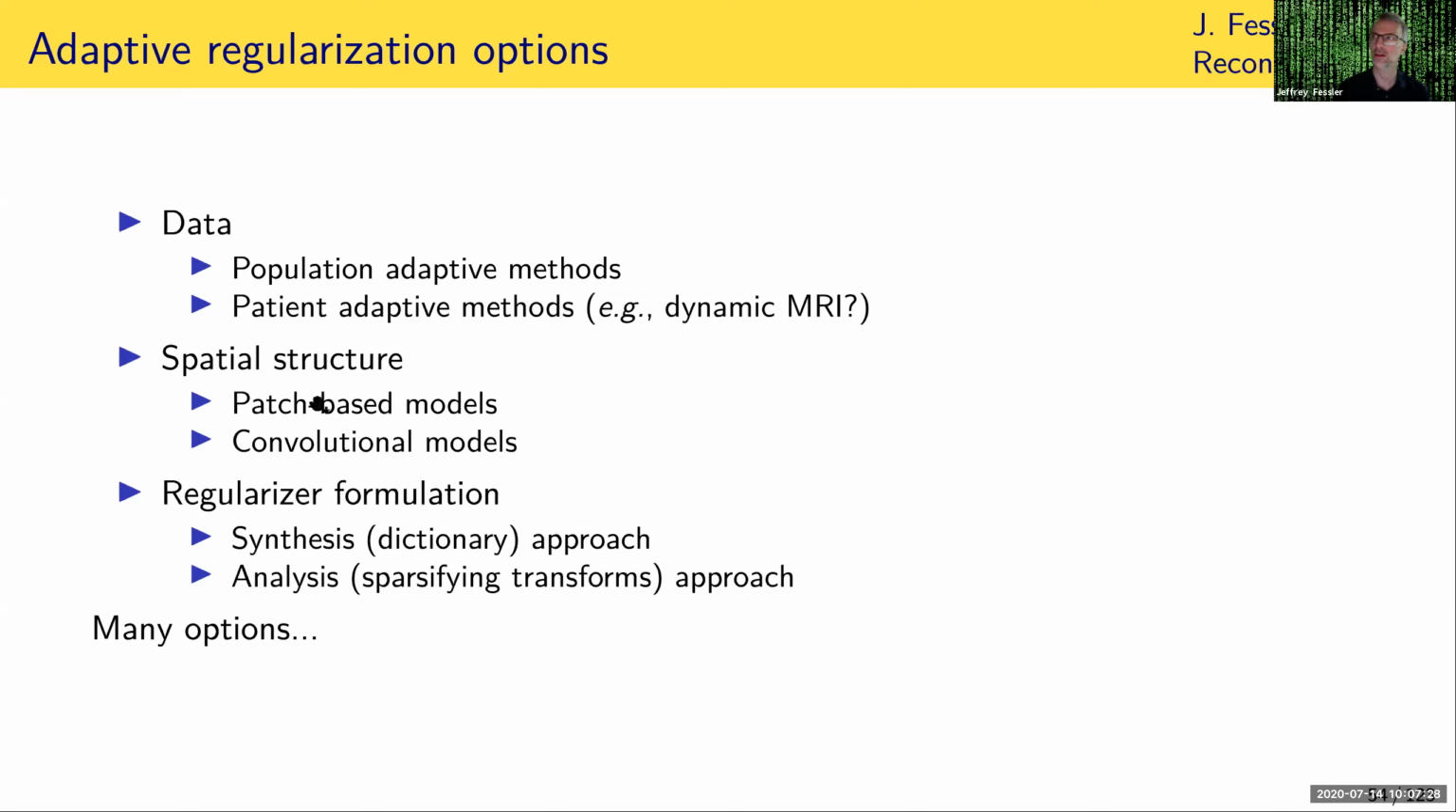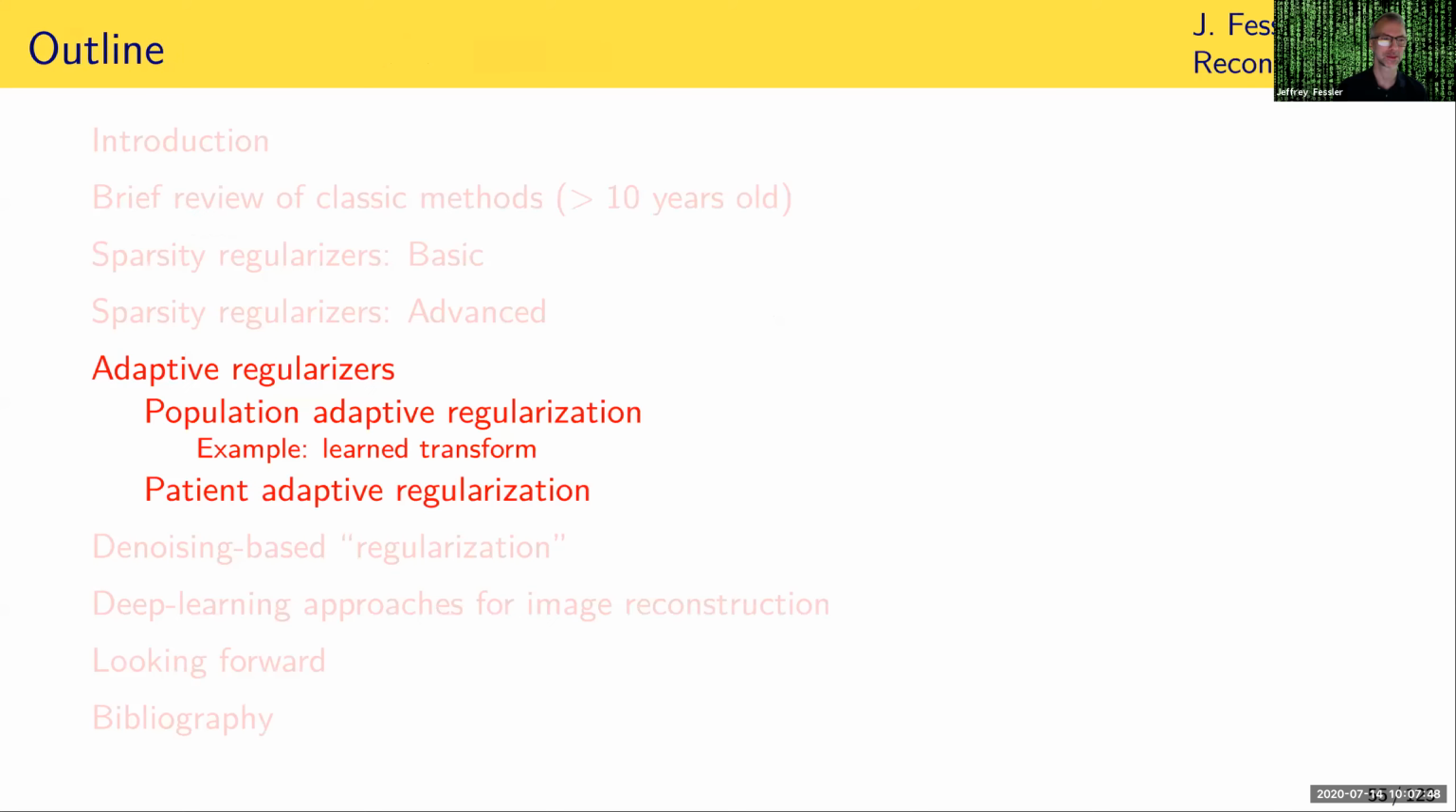You have to make a choice in terms of how you're going to form the regularizers. It's going to be patch-based, convolutional, or something else. And then as you've seen, you have to choose between synthesis and analysis. So there's at least 3 categories with 2 choices each, so at least 2 to the cubed options here. And I'm going to just show you samples, I think 2 out of those 8 possibilities.